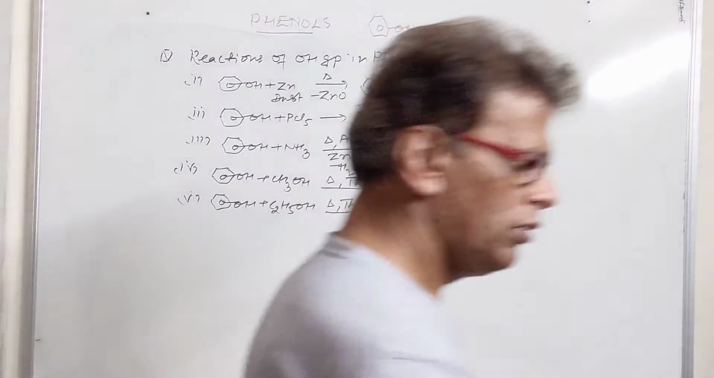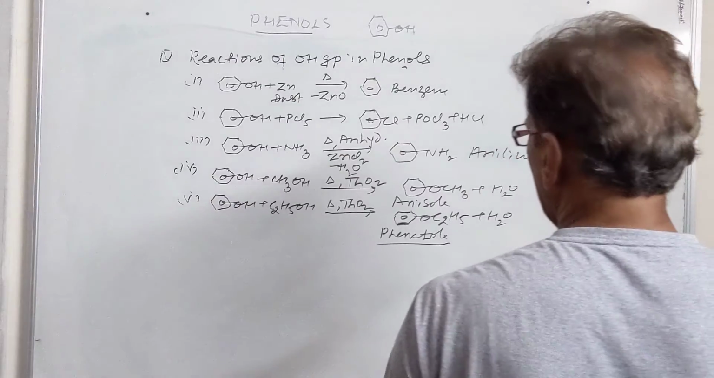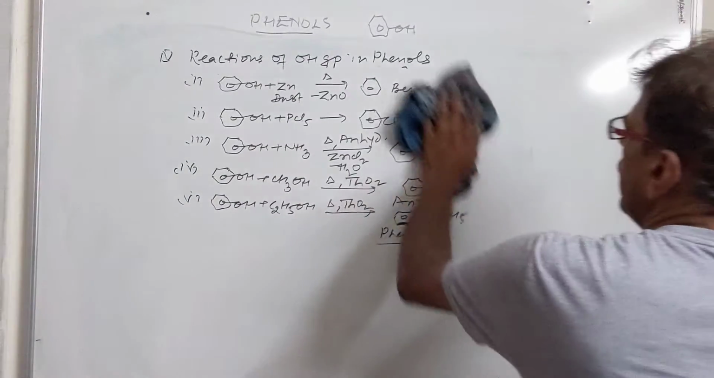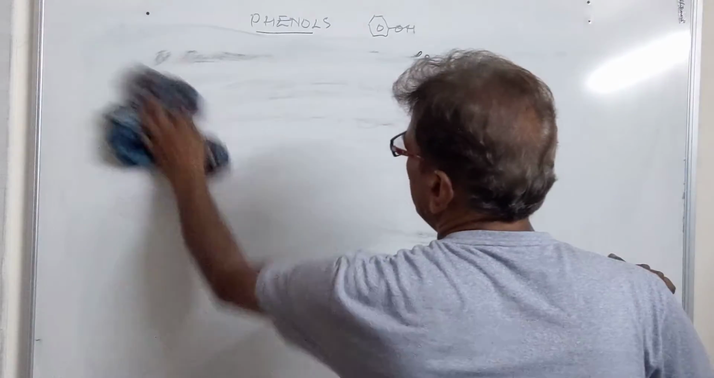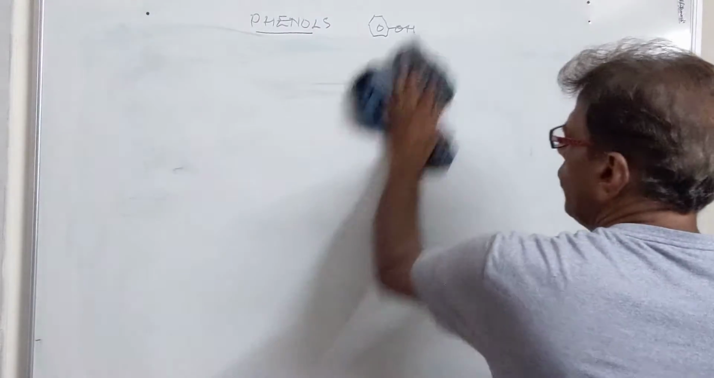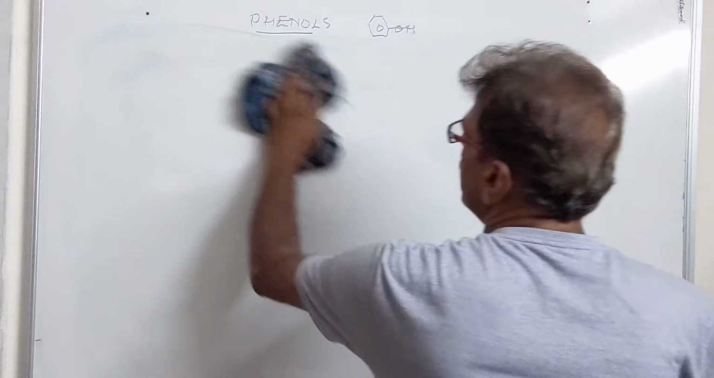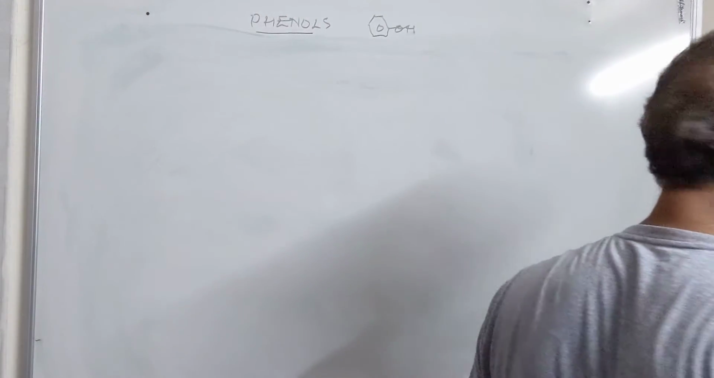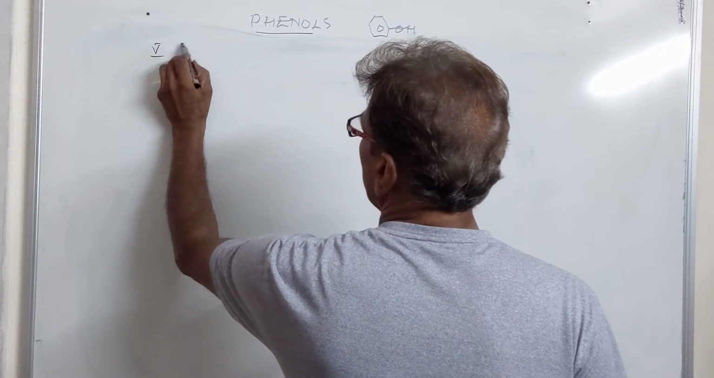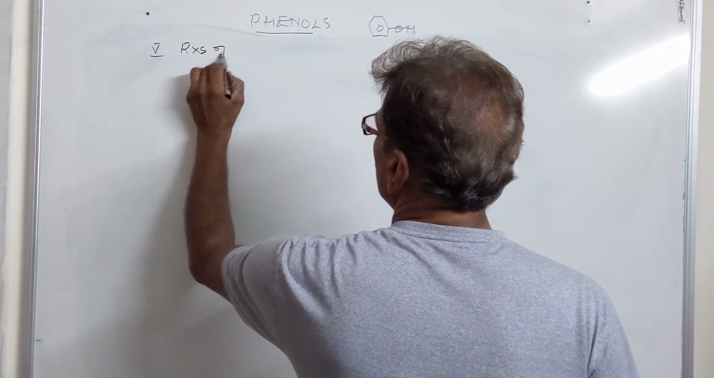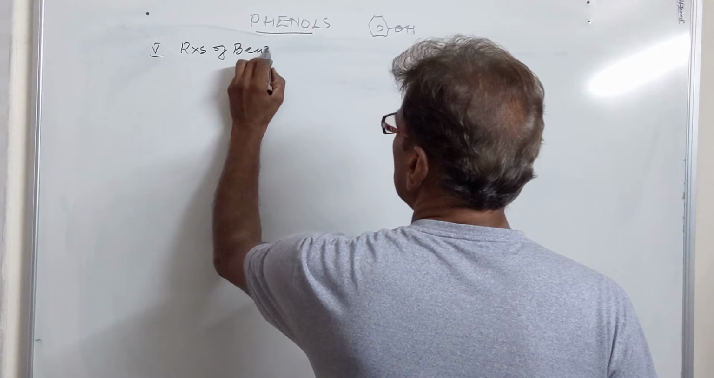Then we come to the reactions of benzene ring. As I told you earlier, in case of aryl halides, whenever we are studying the reactions of benzene ring, 4 reactions are automatically there. They are halogenation, nitration, sulfonation, and Friedel-Crafts reactions. So we are taking the reactions of benzene ring.